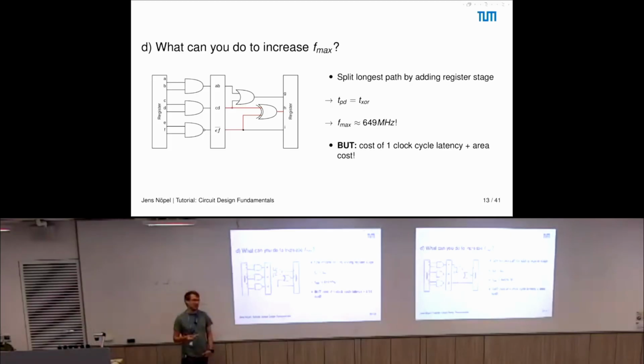But what's the issue here? First thing is we added another register stage. This costs us another register stage, meaning that the area increases. And the other thing is that now we need 2 clock cycles until the result is at this register, right? Because during the first clock cycle, the data traverses to here, and then during the second to here. And this is the result we want, so we need 2 cycles instead of 1.